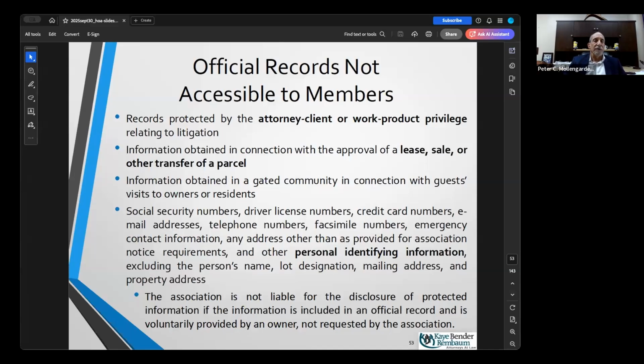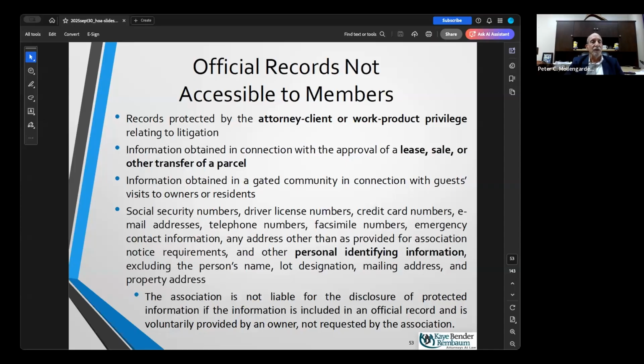Now, there are certain records, after we talked about all that, that are not accessible to the owners. What are those? Records protected by attorney-client or the work product privilege. Attorney-client basically is anything that the attorney sends to you or that you send to the attorney. That's protected by attorney-client. The work product privilege is any record which is made pursuant to the instruction or direction of the attorney, usually related to litigation, threatened litigation, or pending litigation. That's the work product. The attorney-client is the direct communication.